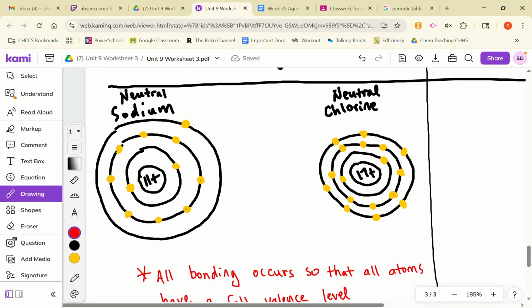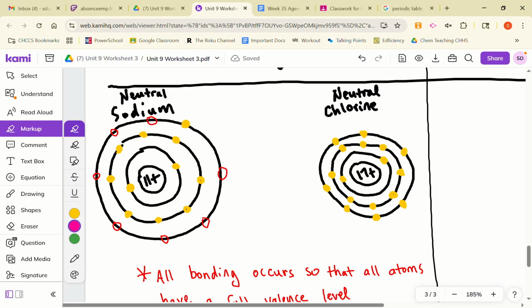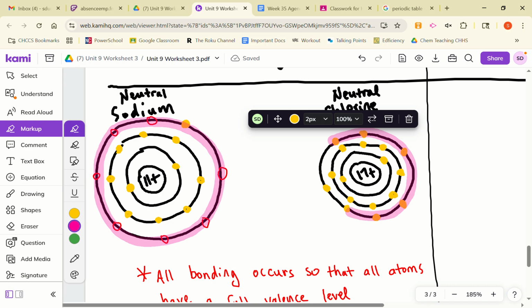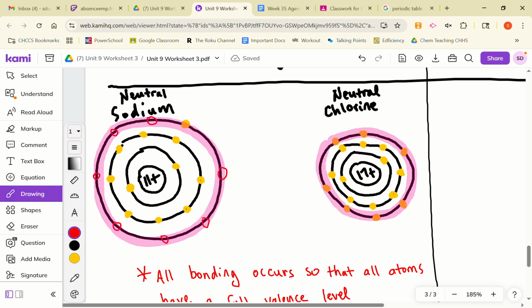And so if we look at neutral sodium and neutral chlorine right now, we see 1, 2, 3, 4, 5, 6, 7 empty spots in the neutral sodium outermost ring. Remember that this ring is the valence level for sodium right now, and we see it's mostly empty. If we look at the valence level for chlorine right now, we see 7 valence electrons, but also an empty spot where another electron can go.